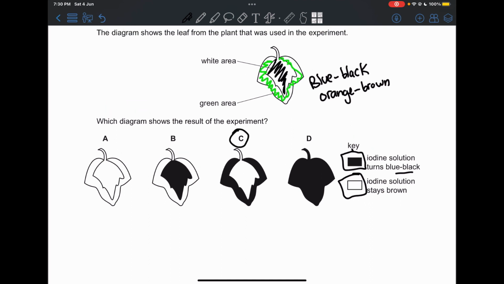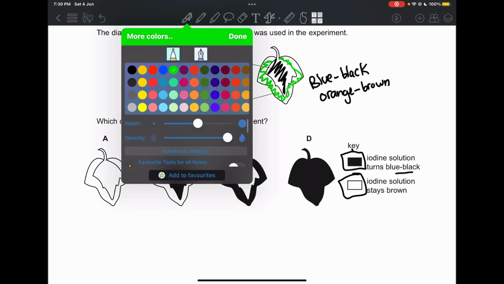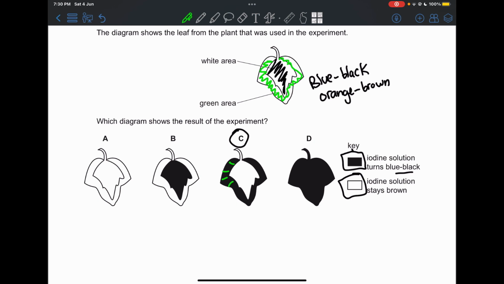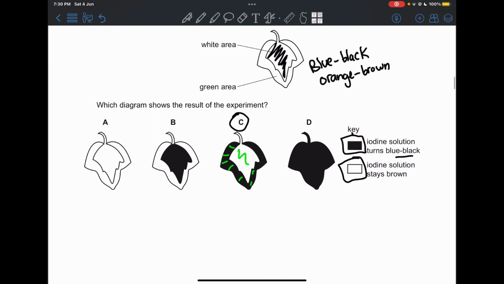Now in the surrounding areas, it was over here blue-black, as they have said in the key, and it was green in this diagram over here. They said it was green, and in the middle it was white, which remained brown. So this is actually our answer.